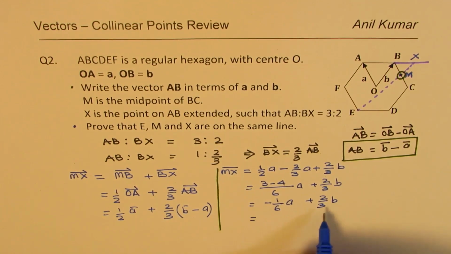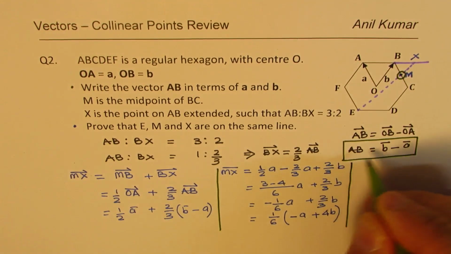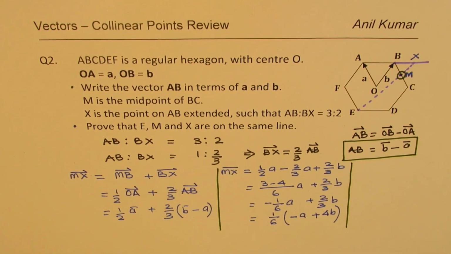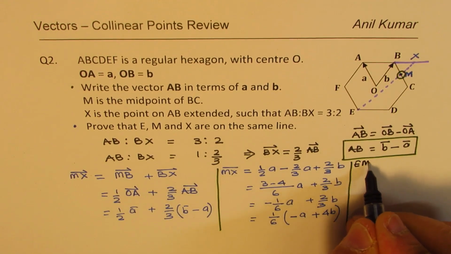Now when that is the case, you could take 1/6 as common, right? And if you do so, then what do you get? So if I take 1/6 as common, I get minus A, and this becomes 4B. Clear? So that is what we get, minus A and 4B. So we got one part of it, which is MX. Now let's find what E to M is. Okay, so let's do it in short.